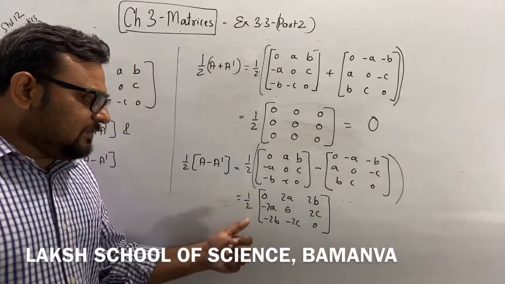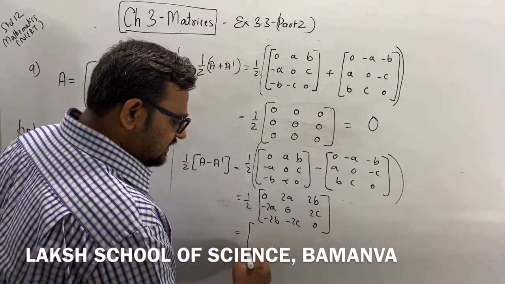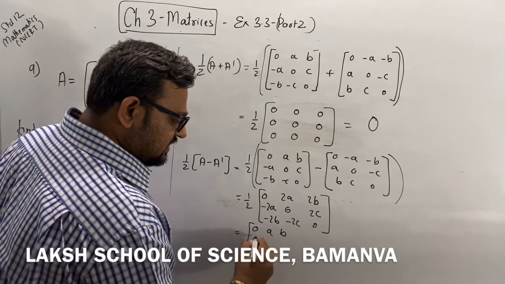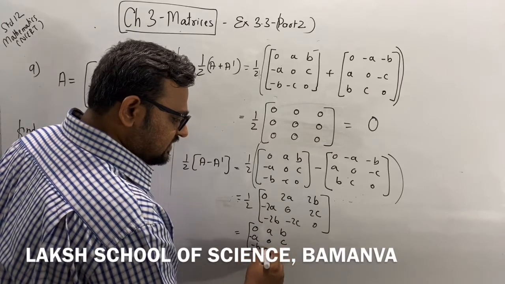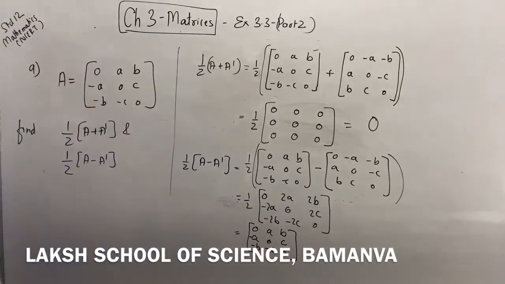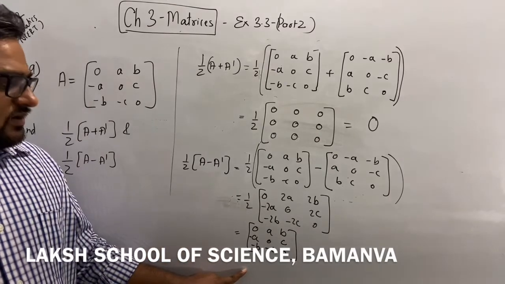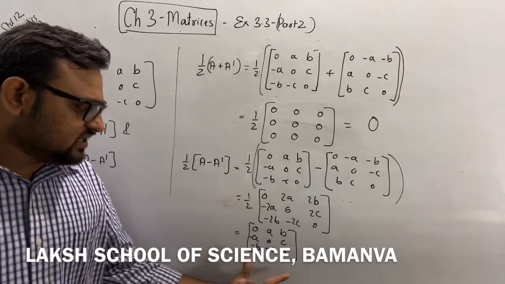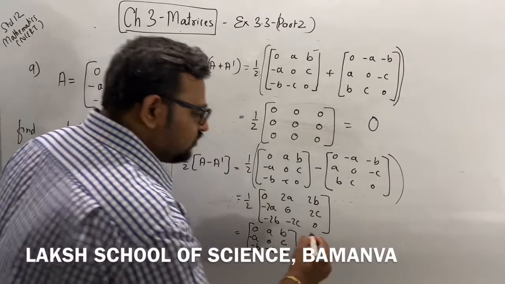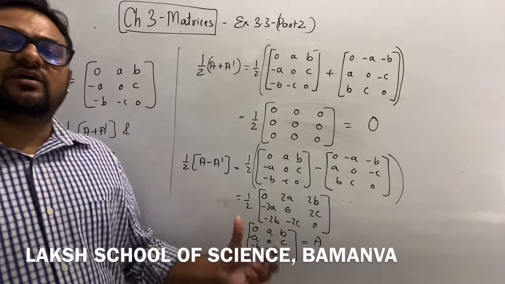Okay, so I multiply this by half. What I will get? I will get 0 A B, minus A 0 C, minus B minus C 0. Okay, so what did I get? You will observe that this is equal to matrix A only. Clear? So half A minus A transpose in this case we get equal to matrix A. Clear? So note down question number 9.